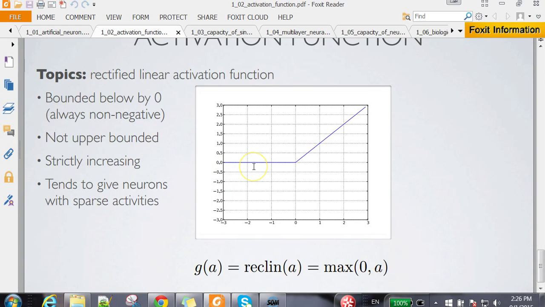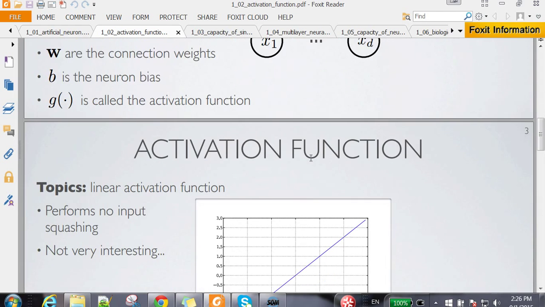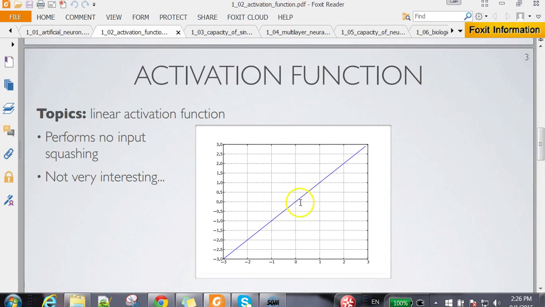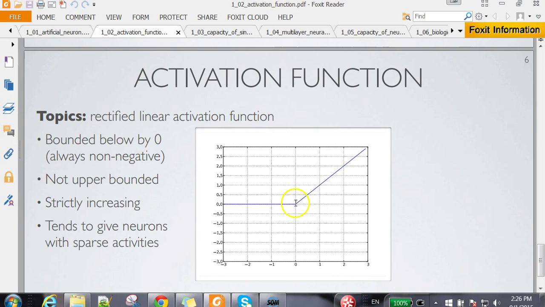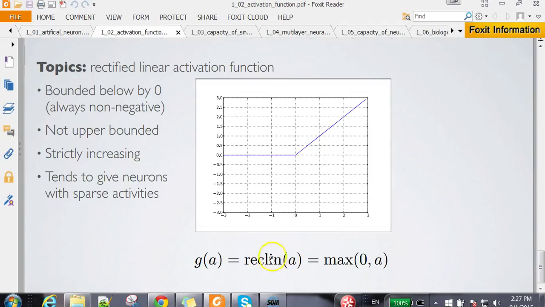This is kind of similar to the linear one. At least this part from here on is similar to the linear one that we saw before. Remember, the linear one looked like this. And if we just start from here, it's the same thing. At 0, it's 0. At 1, it's 1. At 2, it's 2. So for this part over here, it's the same. But left of 0, it's just defined to be 0. So it's not the same as the linear one, so it's not called the linear one. It is called the rectilinear function, or the rectified linear activation function.